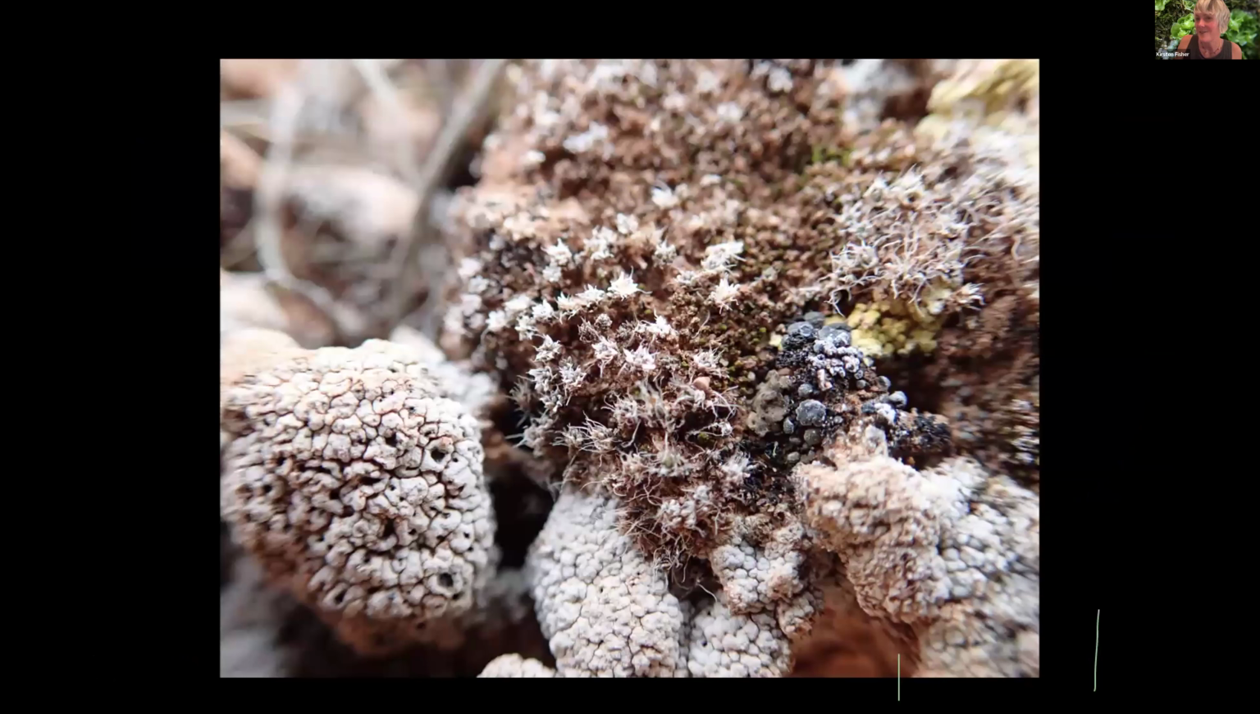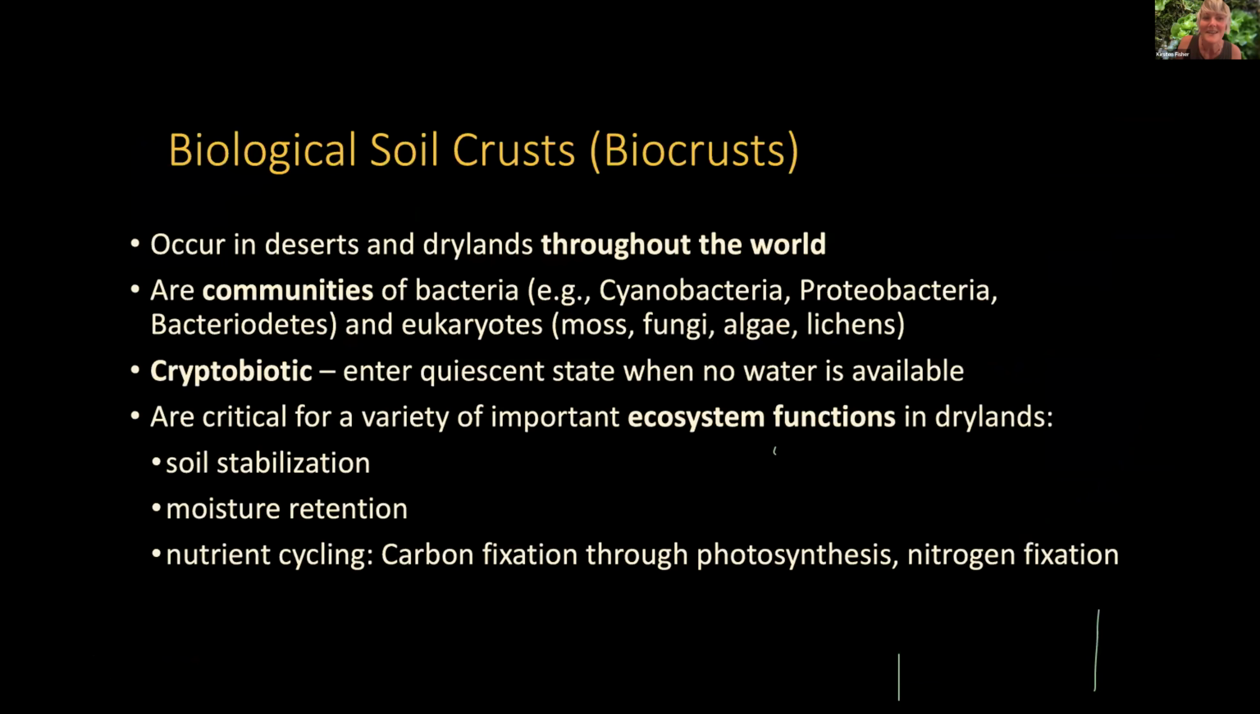Mosses in the desert and drylands are also really important components of biocrusts. So I just wanted to plug biocrusts as an important little mini ecosystem in the arid parts of the world, but particularly here in California, in the Southwest. They are these associations. You can see there's some lichens in there as well. And there's also lots of bacteria.